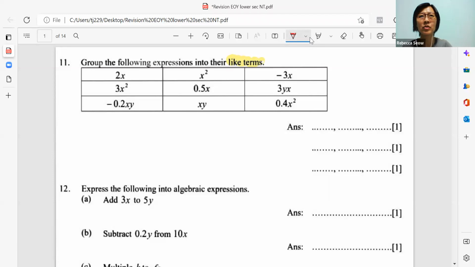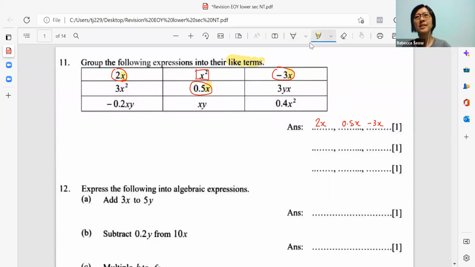For example, if you were to look at the first term, it's an x term. So what other x terms are there? Together with this 2x, another x term would be negative 3x. Okay, so you see an x here as well, right? And what's another term that has got an x in there? We have 0.5x. Yeah. So these three terms are like terms. Answer: 2x, 0.5x, and negative 3x.